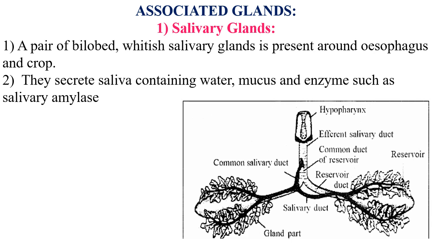Now these salivary glands secrete saliva, and saliva consists of water for softening the food, mucus, which makes the food slippery, and enzymes, including salivary amylase used for digestion of carbohydrate, and chitinase, which is used for digestion of chitinous hard contents of the food.